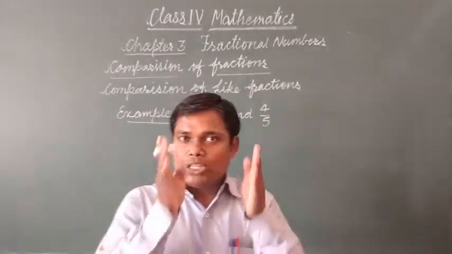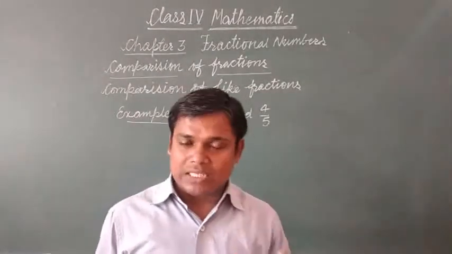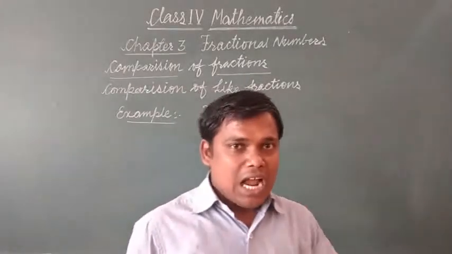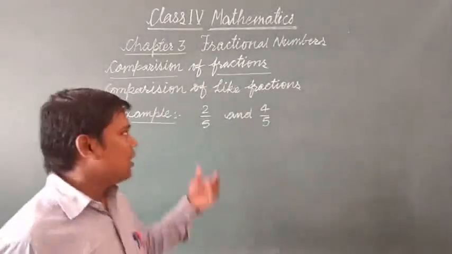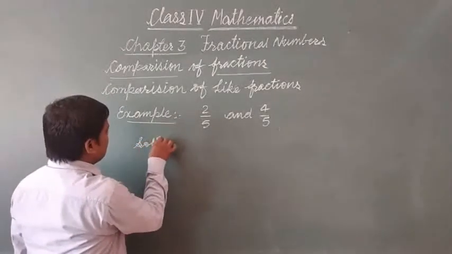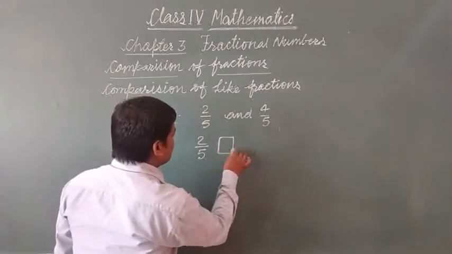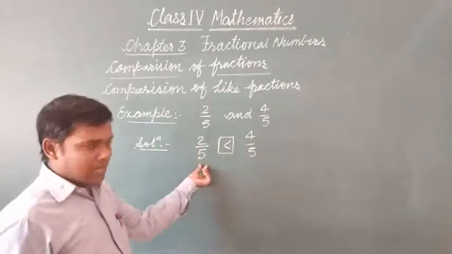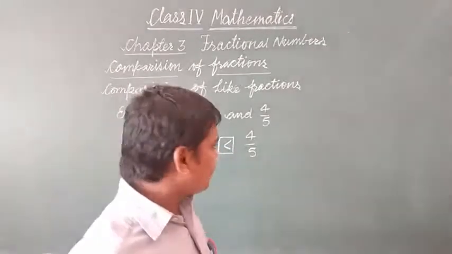If we have to compare the two like fractions, so remember, in comparison of two like fractions, the fraction having greater numerator will be greater and the fraction having a smaller numerator will be smaller. And in these two, when we write solution, 2 by 5 and 4 by 5. So 4 by 5 is greater than 2 by 5. It is quite easy to understand also.